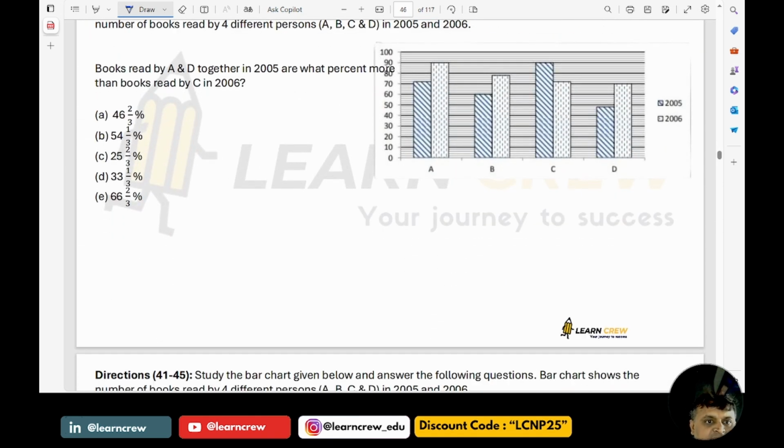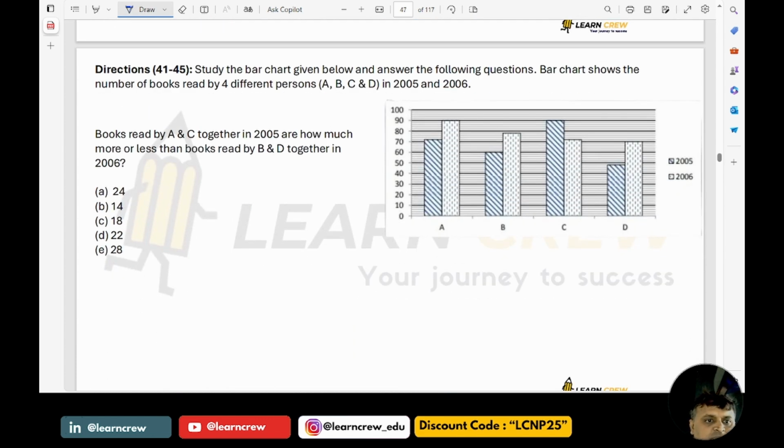Next, books read by A and D together in 2005. A and D together in 2005 is how much? 72 plus 48, 150. Books read by C is how much? 90. 150 is more than 90 by how much? 60. 60 by 90 into 100, which is 66 2 by 3 percentage.